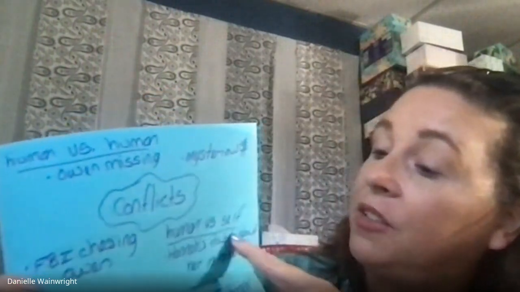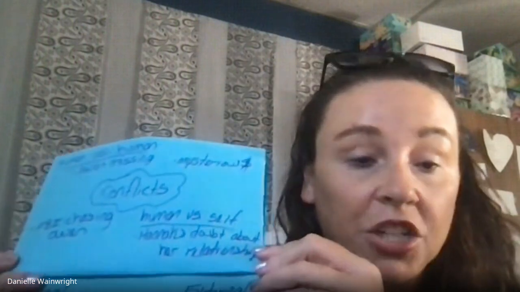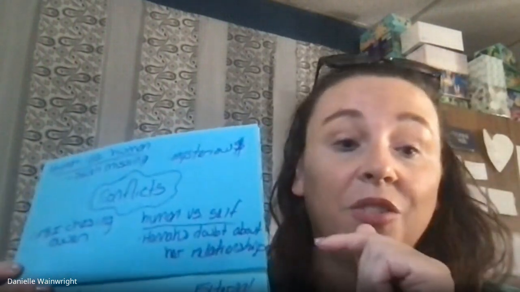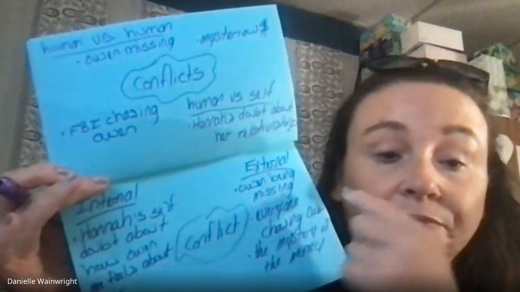Although if you were to argue that in your book, I would be willing to hear you out, or in your story. And then there's human versus self, because Hannah is having doubt about her relationship and what she feels like she knew, but now is like, maybe I didn't know that. So that's human versus self. Then on the next page, you're going to let me know if it's internal, external.